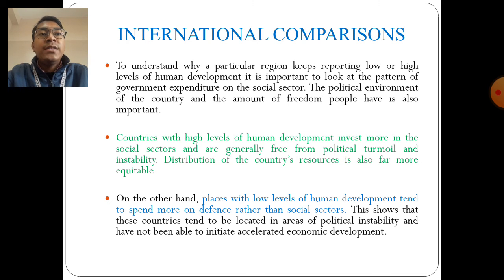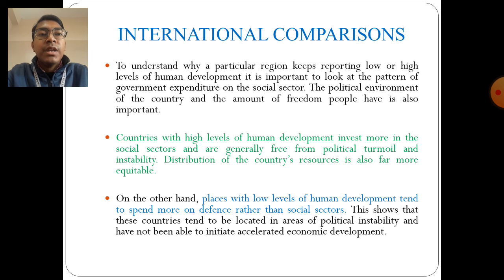Okay, so why is this variation there? Actually, this variation is there because of the government policies, because of the expenditure done by the government in different sectors. So in order to have a better understanding of these variations, we need to understand in which sectors the government is investing more. Like the highly developed countries, which sectors are they focusing on? The low level of human development countries, which sectors are they focusing on?